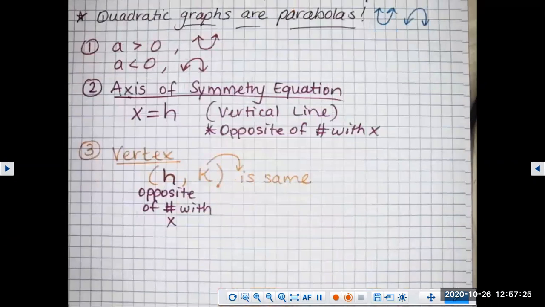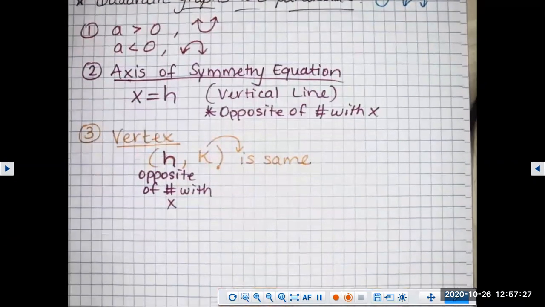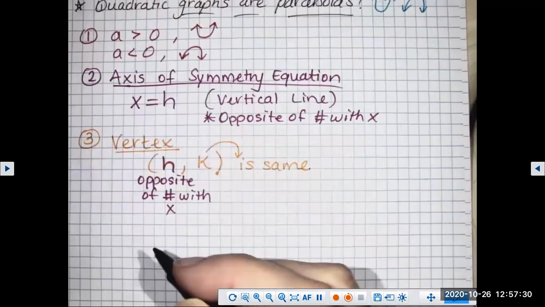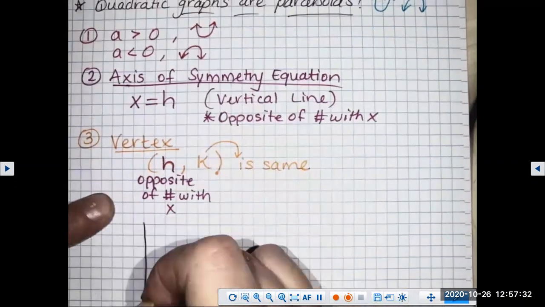Okay, and where all of that ties into, I'm just going to sketch a graph real quick. You don't have to do this.